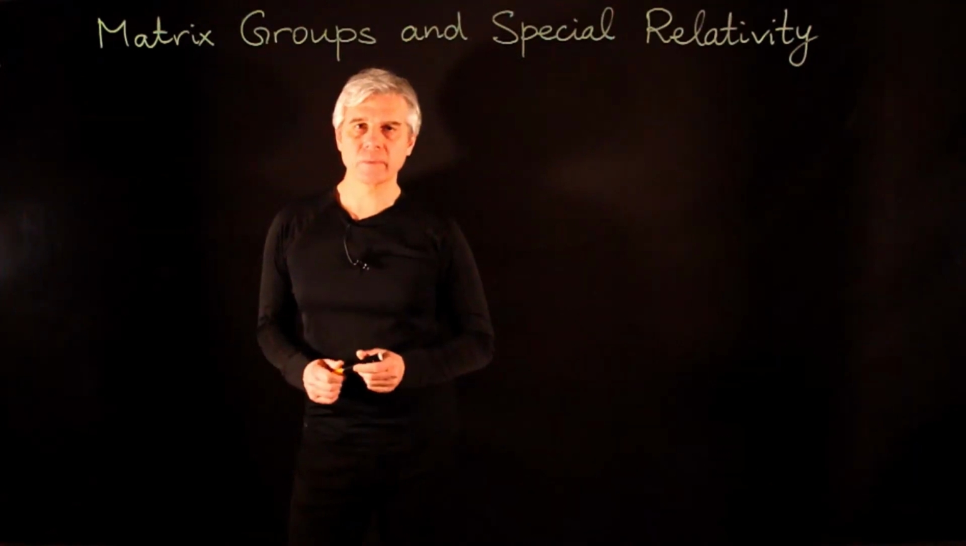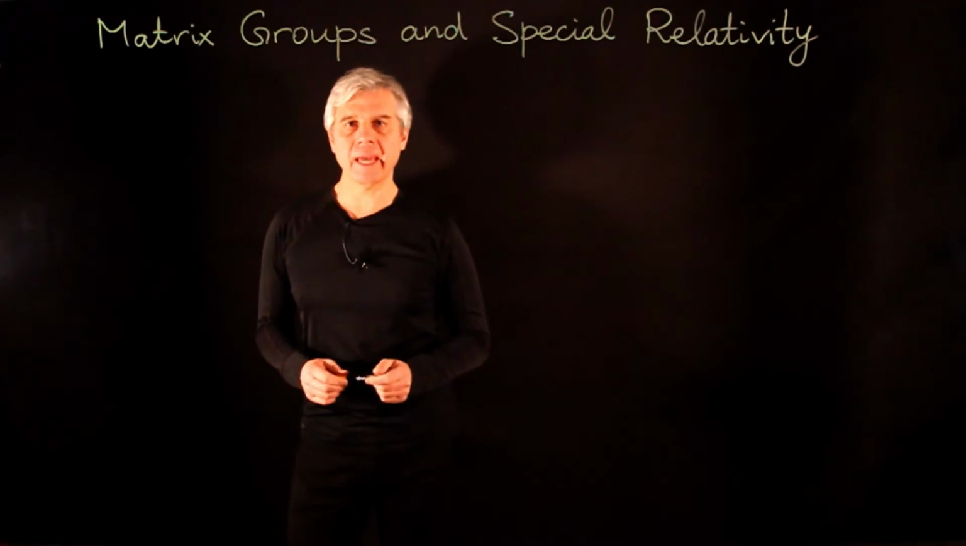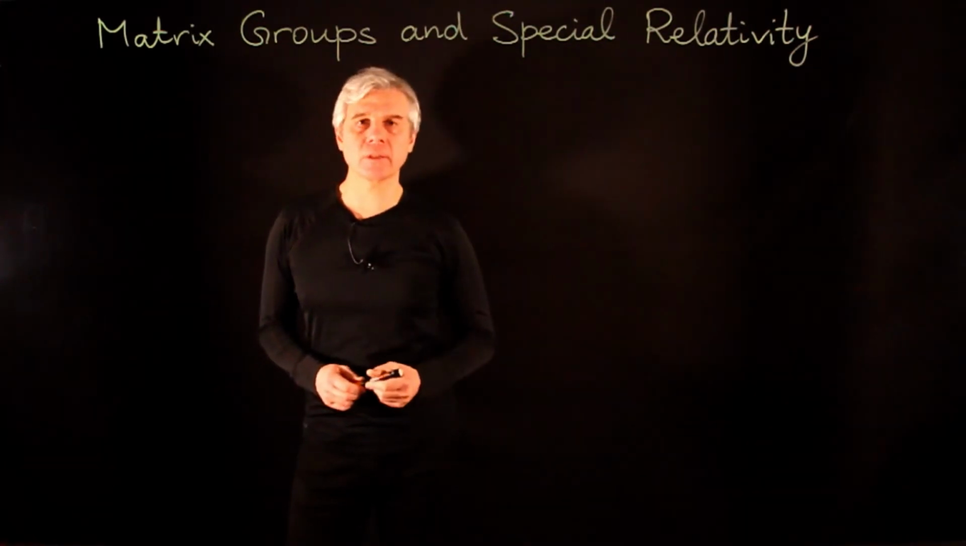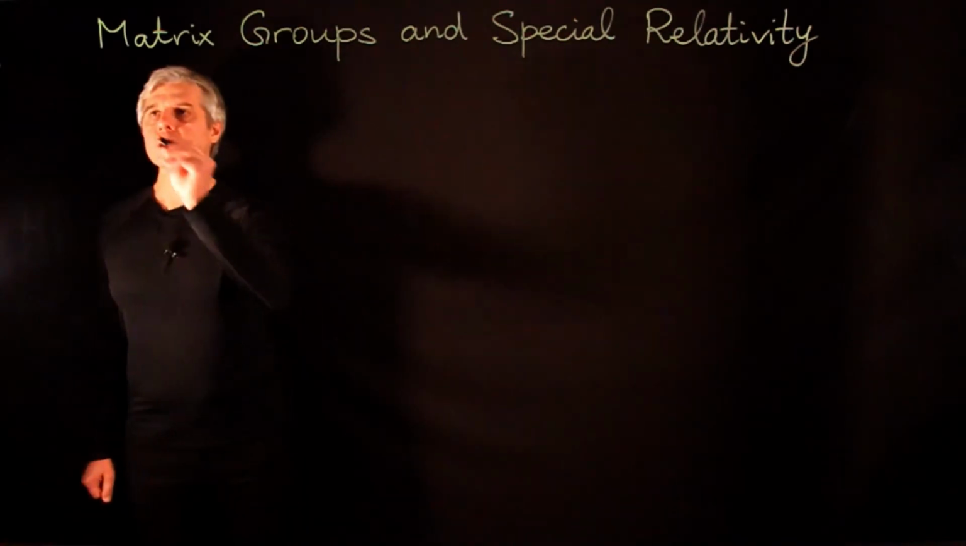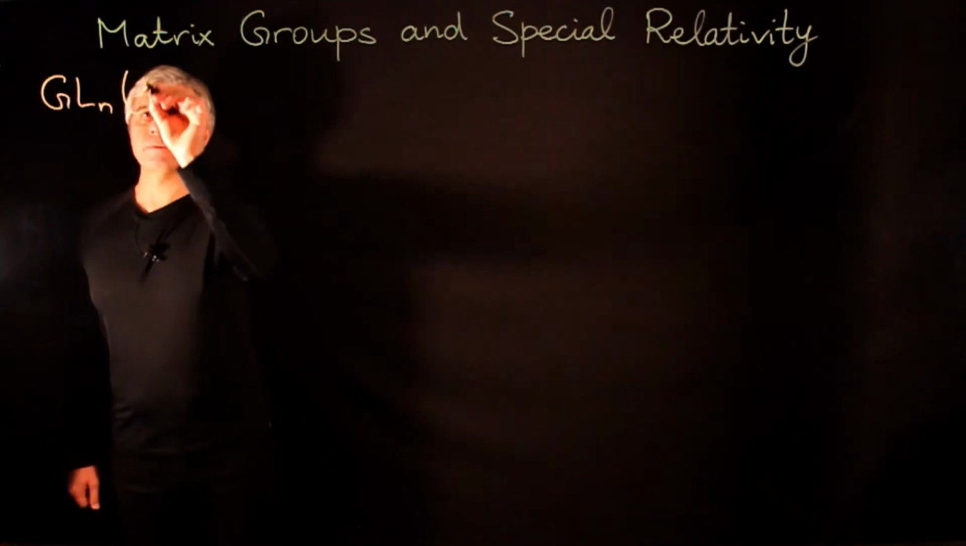In this lecture, we will discuss several important groups of matrices, and as an application, we will consider Einstein's special relativity theory. The most general matrix group is the group GL_n(F).